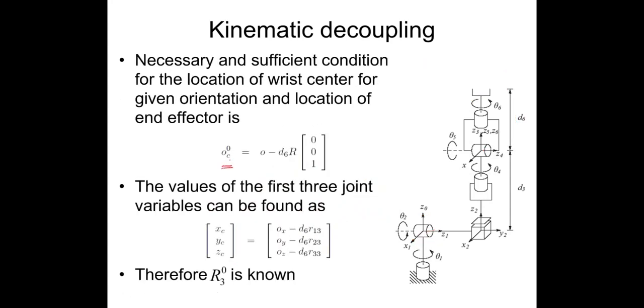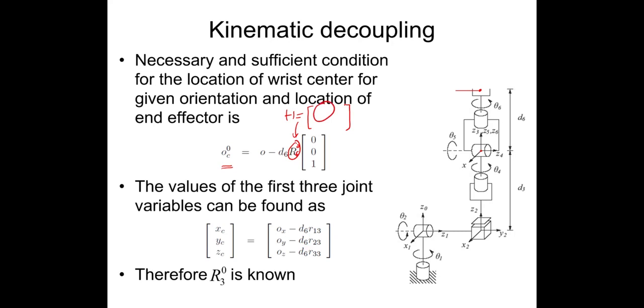So it means my OC0, which is the position of the spherical wrist center, equals this O's position minus this translational motion vector times the rotation matrix, which is R60. And again, this R60 is the desired orientation, which we already are given from the final homogeneous transformation matrix H. Okay, and this R is these 9 elements, which are real numbers.